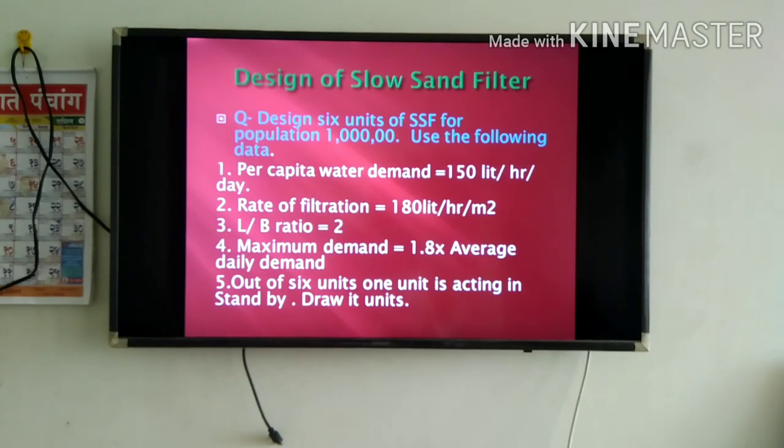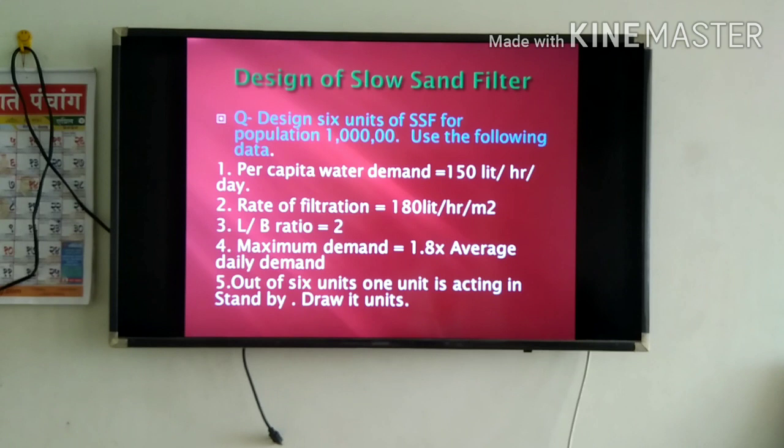Design of slow sand filter. Question: Design 6 units of slow sand filter for a population of 1 lakh. Use the following data. First, per capita water demand is 150 liter per head per day. Second, rate of filtration is 180 liter per hour per meter square. Third, length by breadth ratio L by B is equal to 2.